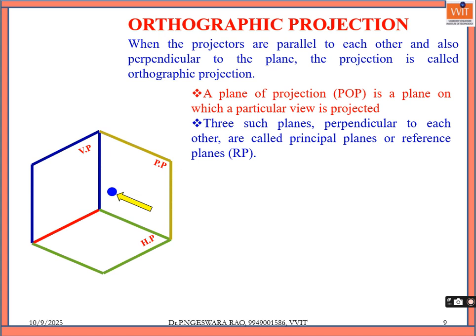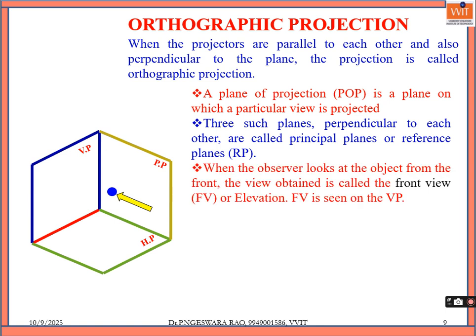So when you view in this direction, the yellow colored direction, because we are viewing the object from the front, this view is called the front view. Always, the image of the object when we are viewing it from the front, we will get on the vertical plane. So this is the image in the front view. The front view image or shadow we will get on the vertical plane.